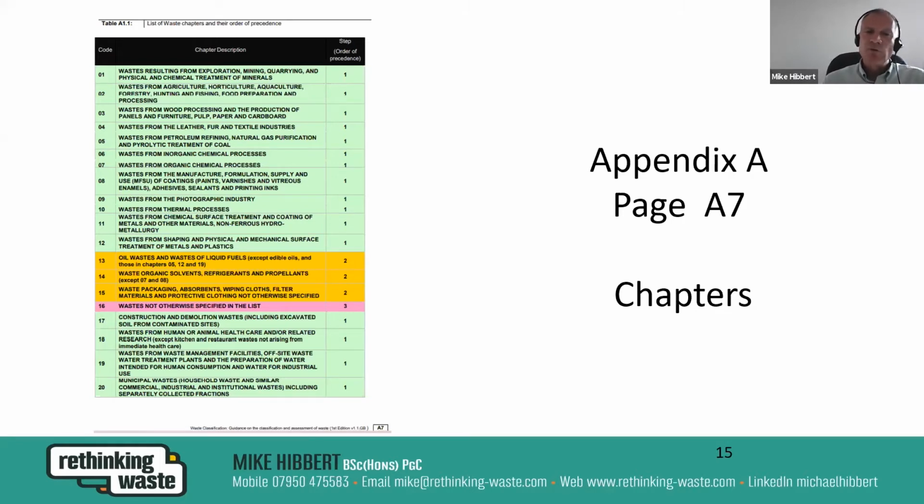Chapters 13, 14 and 15 relate to specific waste types. So chapter 13 is oil, chapter 14 solvents, chapter 15 is packaging and contaminated materials. And last but not least, chapter 16 is not otherwise in the list.